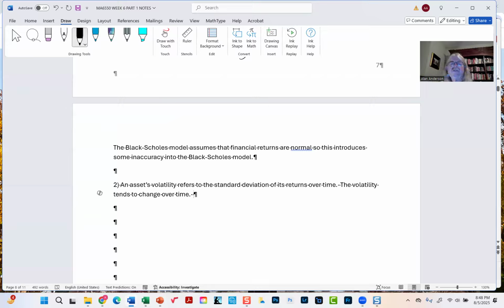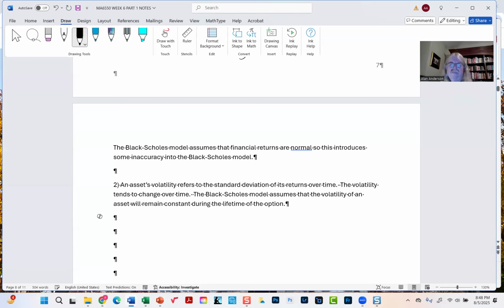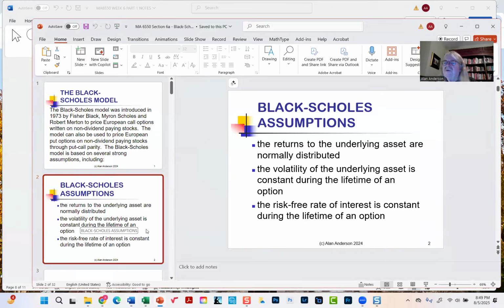And the Black-Scholes model assumes that the volatility remains constant during the lifetime of the option. And then I'll discuss how that affects results. That's probably the one that's the most troublesome.